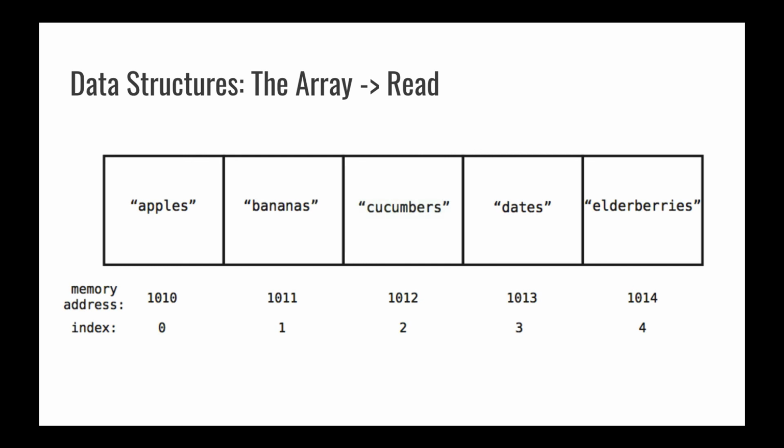Similarly, if I ask the computer what's at index 4, it says, well, the memory address of the beginning of this array, index 0, is 1010. You're asking me what's at index 4. That's going to be 1010 plus 4, so that's memory address 1014. And the computer can jump immediately to memory address 1014, look it up and tell me, hey, elderberries is what is stored at memory address 1014, which happens to be index 4.